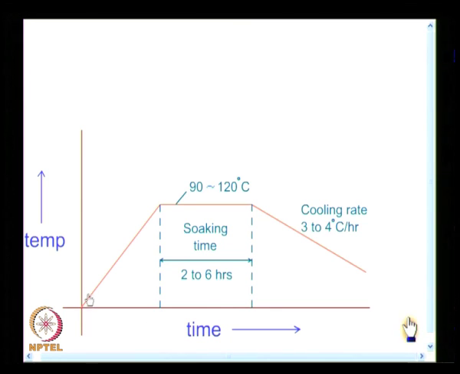I have a gradual heating, I reach the critical temperature, then I soak it at that temperature for several hours depending on the complexity of the model, until the entire model reaches the particular temperature, then cool it at a rate of 3 to 4 degrees centigrade per hour. So, gradually you cool it, and this is temperature as a function of time.